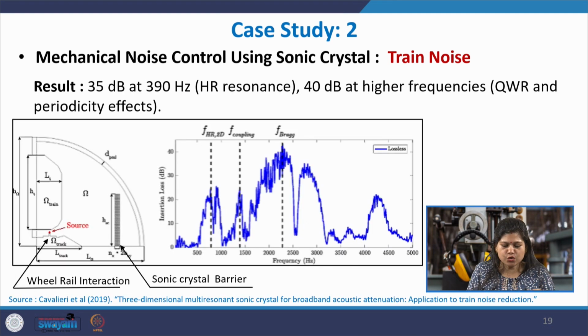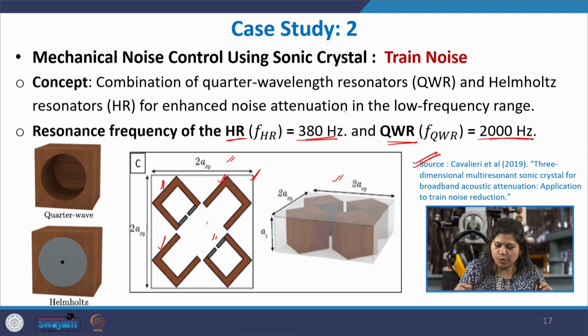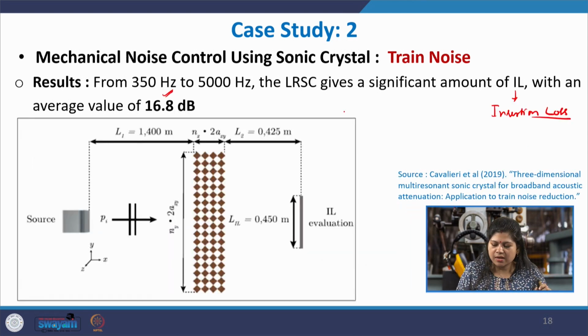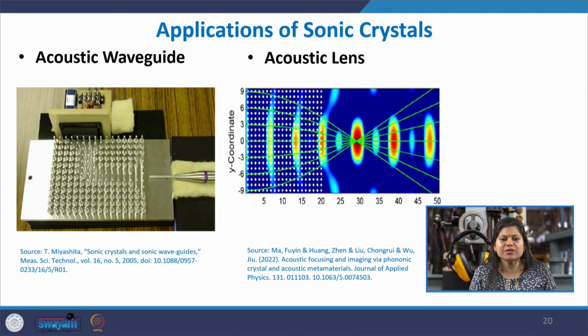Okay. And this shows the typical transmission spectra. As you can see, due to the Helmholtz resonator, the resonance is obtained at a lower frequency, and the quarter wave gives at around 2000. So, this is due to the quarter wave resonator, this is due to the Helmholtz resonator, the lower peaks, and then there is also an additional peak due to the coupling between the two. Okay. So, various kinds of transmission loss peaks were obtained. So, these two case studies were based on the applications of sonic crystal as noise barrier.